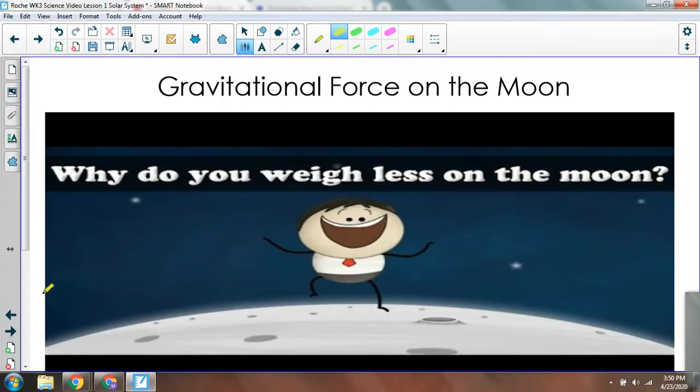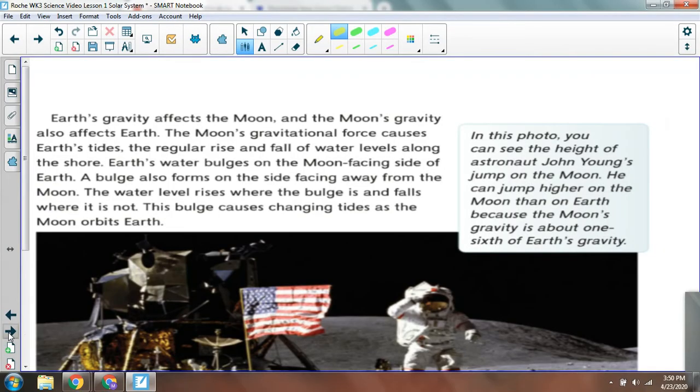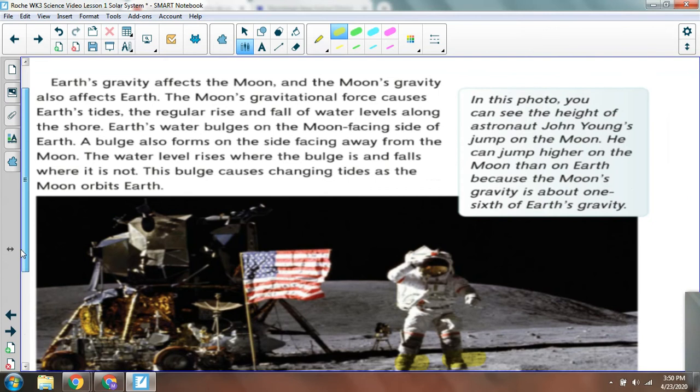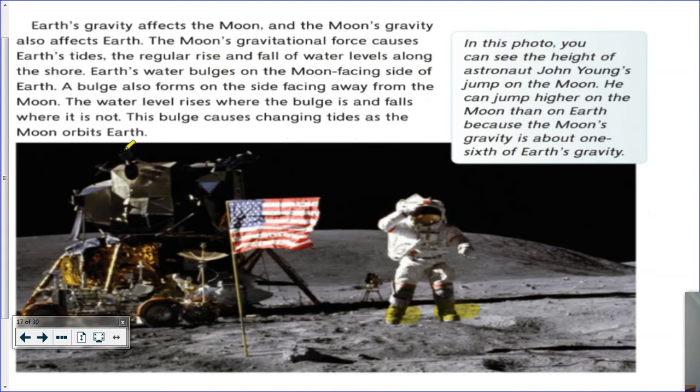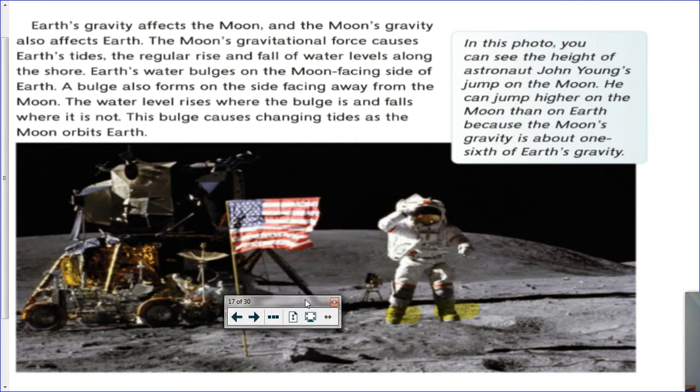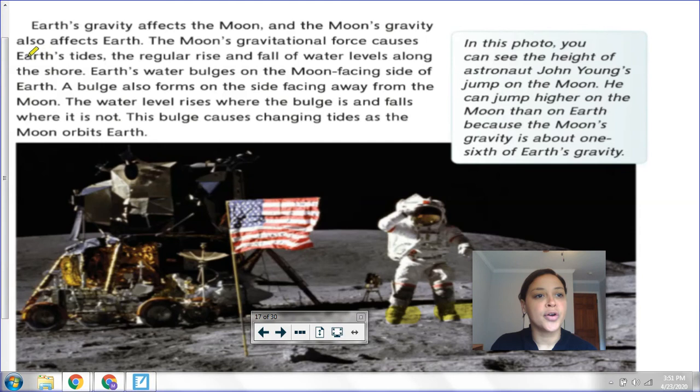All right, boys and girls. So we're now going to read about how Earth's gravity affects the moon. I'm going to read this paragraph aloud. Please read this with me. Earth's gravity affects the moon, and the moon's gravity also affects Earth. The moon's gravitational force causes Earth's tides, the regular rise and fall of water levels along the shore.